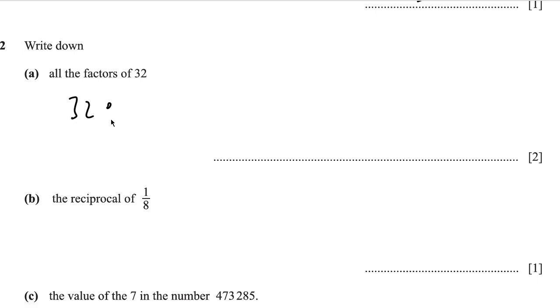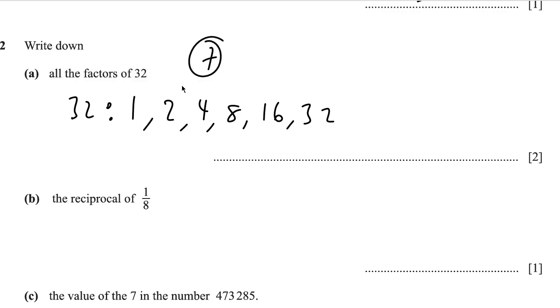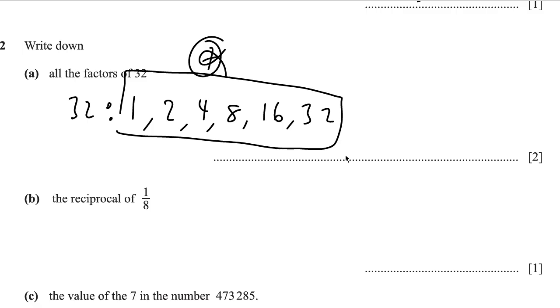So in the case of 32, it is important to know that the factors of every single number will always have 1 in it. And then after that, we have 2, 4, 8, 16, 32, because these numbers divide 32 without remainder. All other numbers, for example 7, are not factors of 32, because 32 divided by 7 will leave you with a remainder, so it's not included. So these are the factors of 32, and that is the answer.